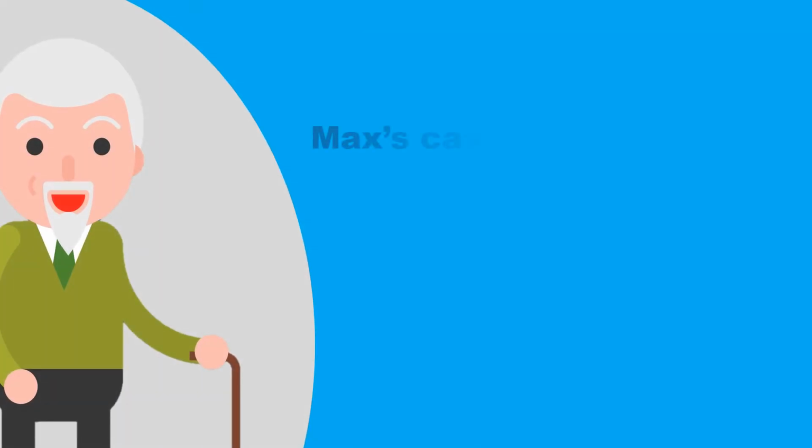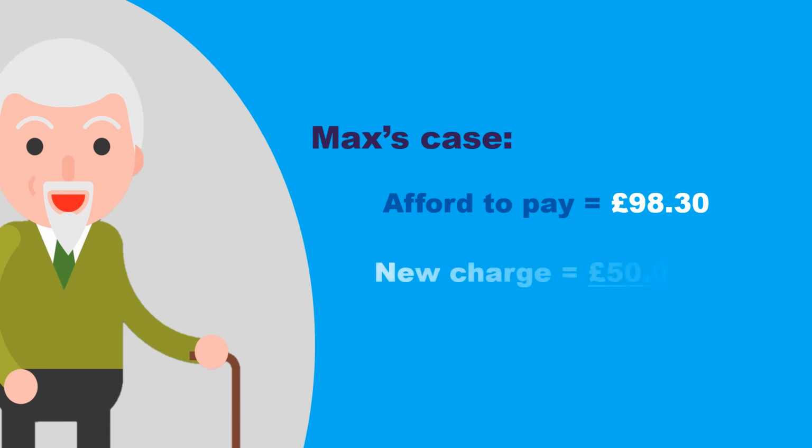This results in a calculation that says Max can now afford to pay £98.30 towards his care. As his care is less than this amount, he will only pay for the cost of the support he is actually receiving. His new charge will therefore be £50 per week, which is the total cost of his care.